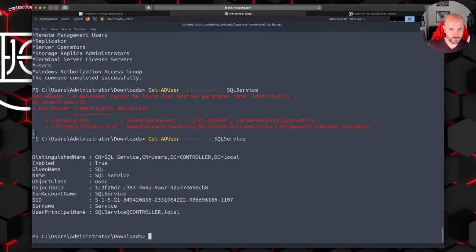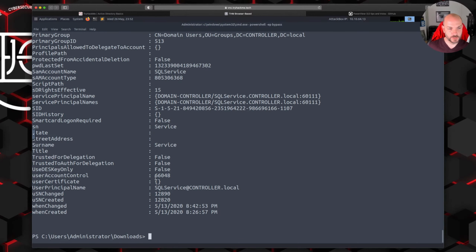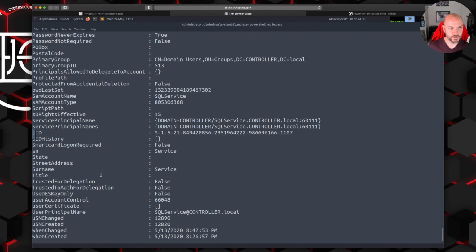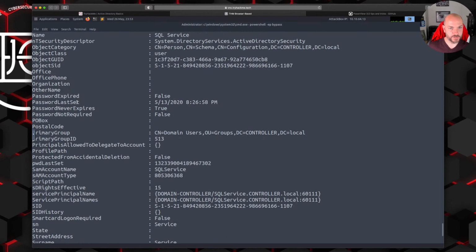Okay, I think we need something a little more than that. Probably missing some properties. Let's try properties. We could specify the password last change, but I don't know what that is off the top of my head, so I think we can just go asterisk to get all of them. There we go. Okay, and when created, when changed, password last set. There we go.